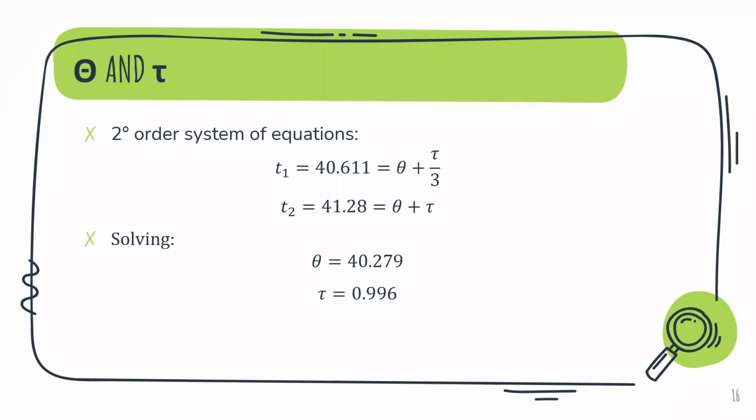With these values, we can now calculate theta and tau by using the following second-order system of equations. When we solve this system, we get that theta is equal to 40.279 and tau is equal to 0.996.